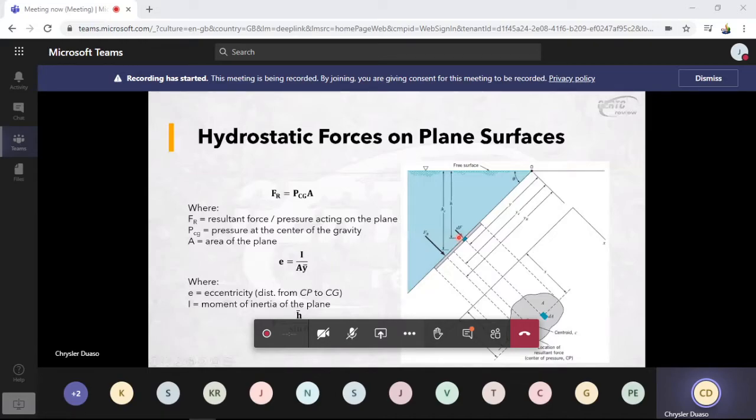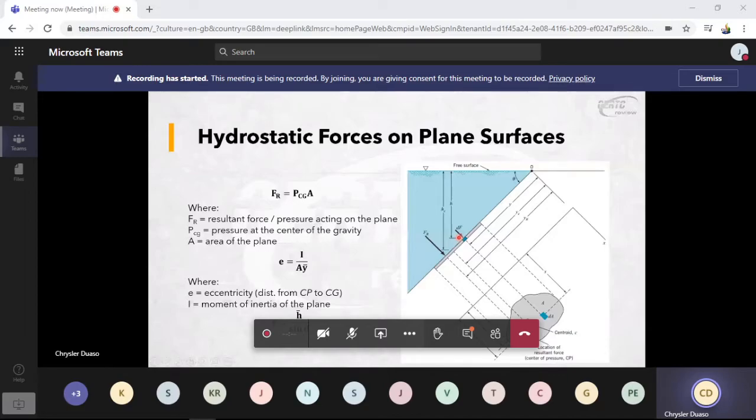All right? So for my plane, guys, this is the center of gravity. This is the center of gravity. Your HCG, I will go back to that formula. Okay? This is actually the vertical distance.